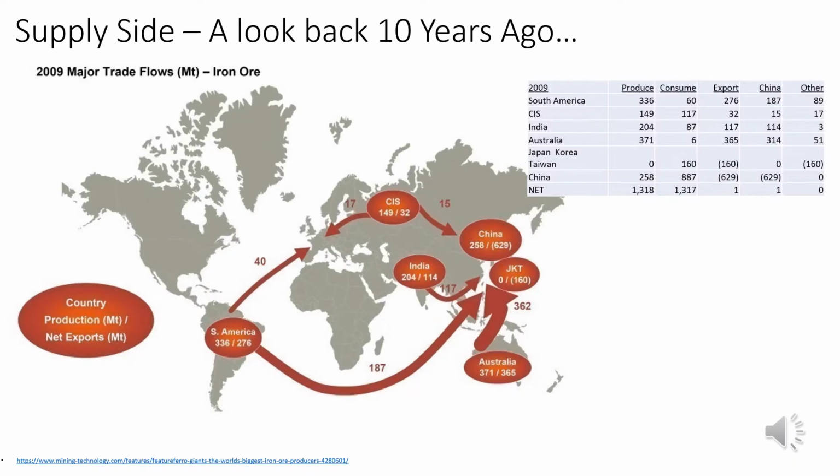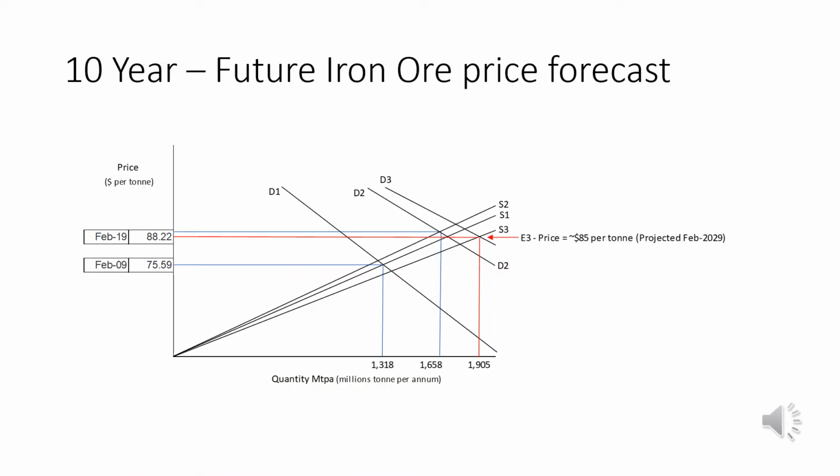This next slide presents a 10-year look back to 2009, which again demonstrates the huge exports that flowed to China when world iron ore production totaled 1.3 billion tonnes per annum. Finally, to draw all the information together into a 10-year look ahead, we start with 2009 and the 1.3 billion tonnes per annum at $75.6 per metric tonne.